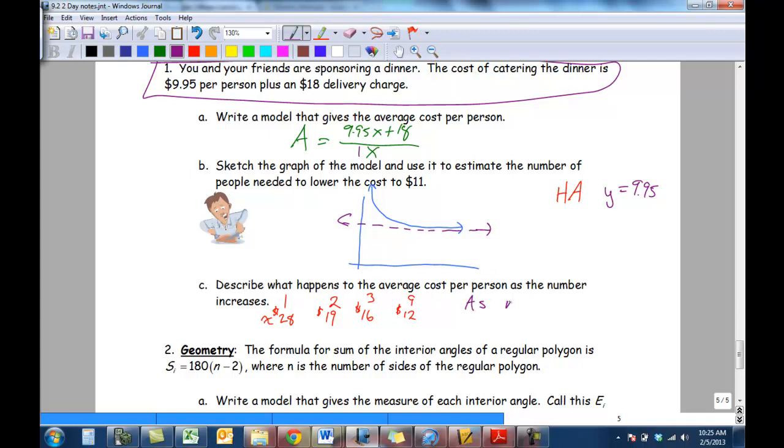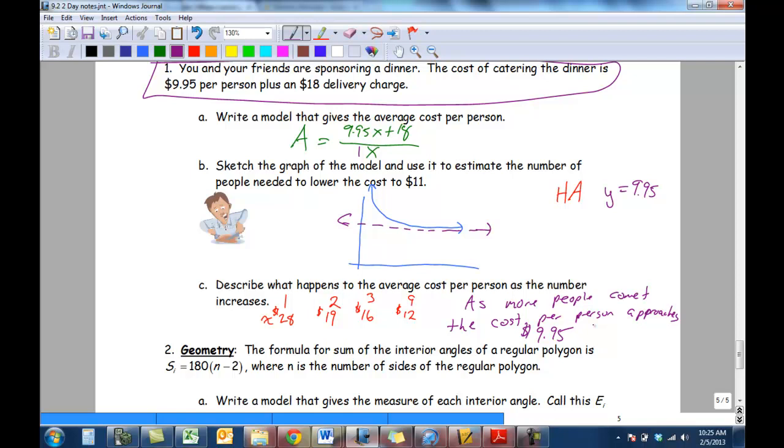As more people come, the cost per person approaches how much money? It approaches $9.95. Think about it. If 18 people come, that means we each got to chip in $1 for the delivery charge. So our $10 becomes $11. What happens if 1,800 people come? That's a big party, right? 1,800 people come, we each got to chip in a penny.